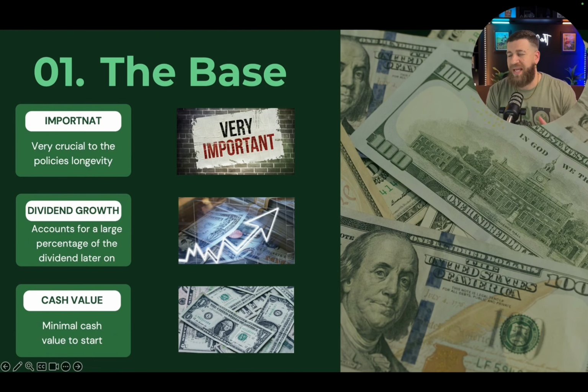All right, so let's start with the base. Now, the base is extremely important. This money goes towards buying the death benefit. Typically, it'll be rewarded with the most dividend growth in the long run. However, it adds very little cash value early on to the policy.